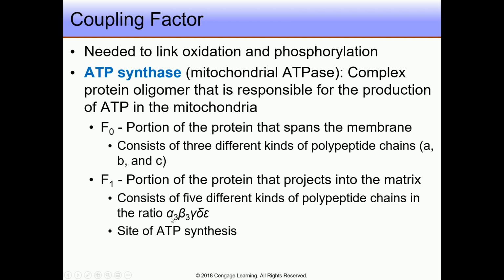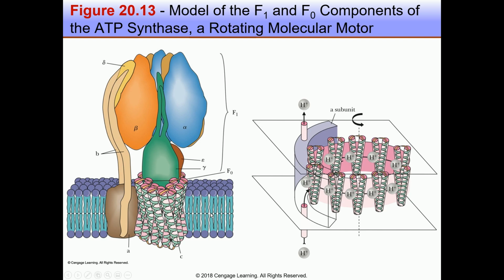So FO, which is embedded in the inner membrane of mitochondria, is made of 3 different kinds of polypeptide chains, a, b and c. And F1, which is projecting out in the matrix, is made of 5 different kinds of polypeptide chains, which includes alpha. There are 3 alpha chains, 3 beta chains, 1 gamma, 1 delta, and 1 epsilon.